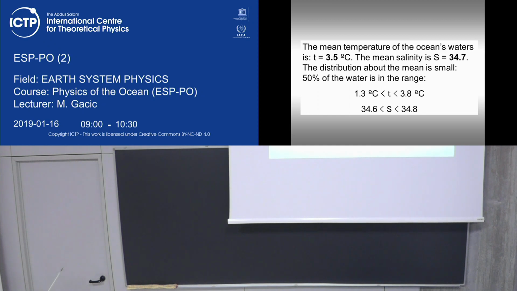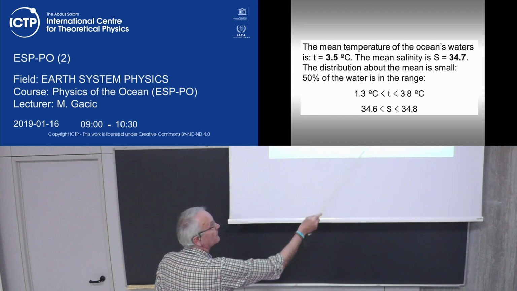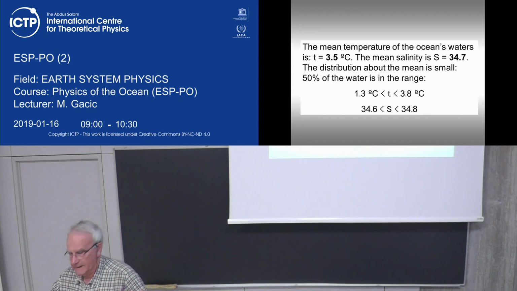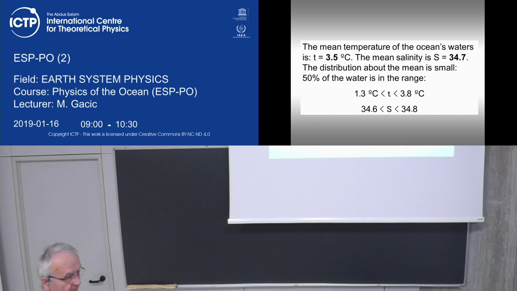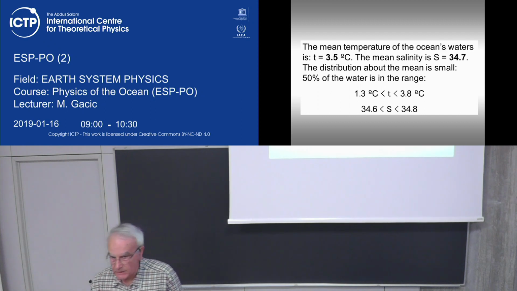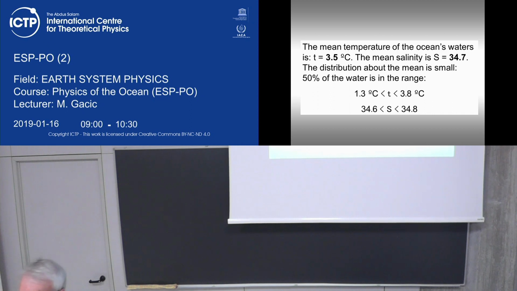Obviously, around this mean salinity you have huge differences with respect to this mean salinity. We have the Dead Sea, where the salinity goes up to 400 grams per kilogram. So that means almost half a kilo of salt in a kilo of water. This is a huge amount of salt.